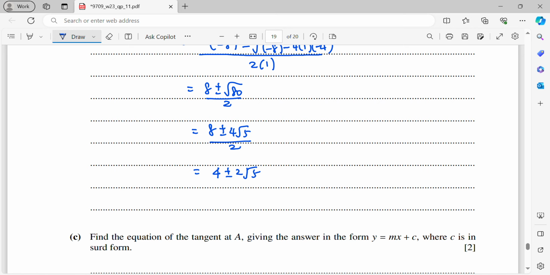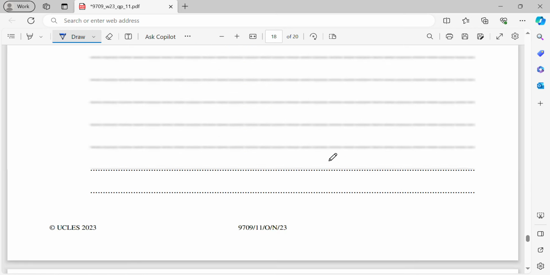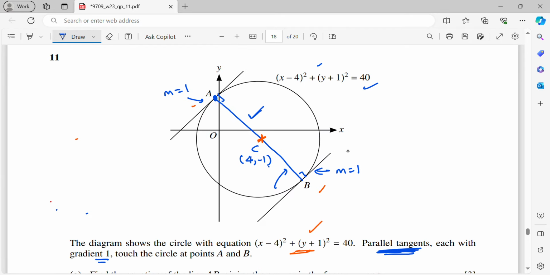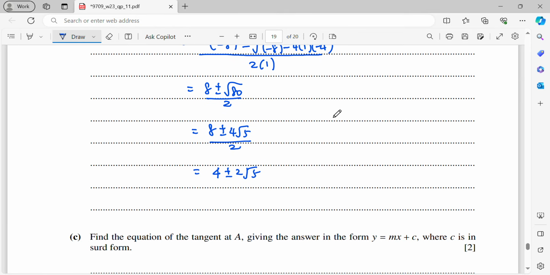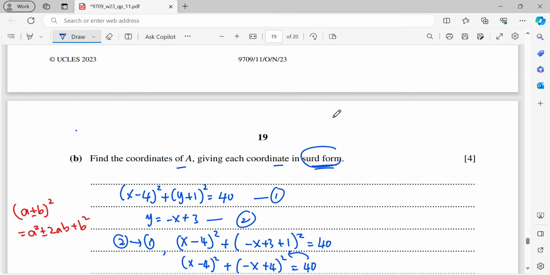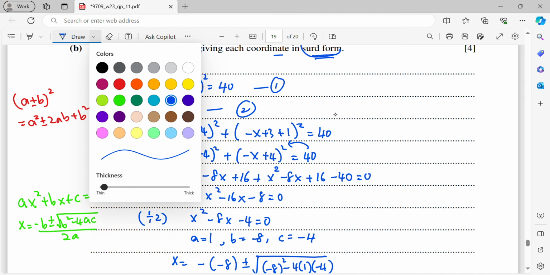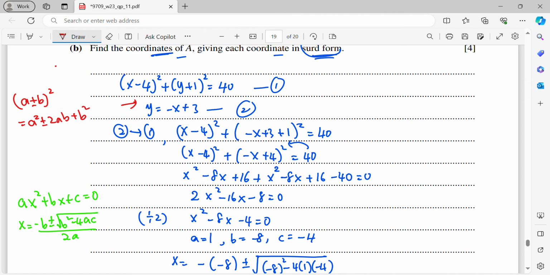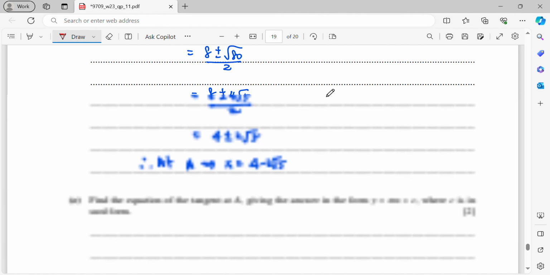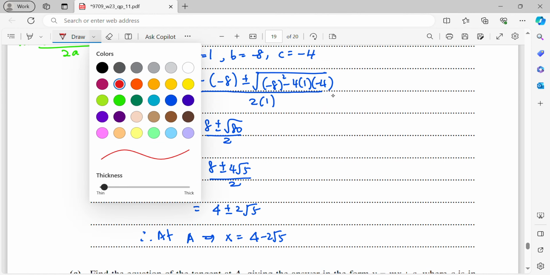Here we get two values. One is smaller, one is bigger. From the graph, we know that A is smaller than B in the x coordinate. Therefore, I have to choose the minus. So at A, the x should be the smaller value. But then the question is asking for the coordinates of A, so now I need to find y. For my y, I will just refer to the second equation. It will be easier.